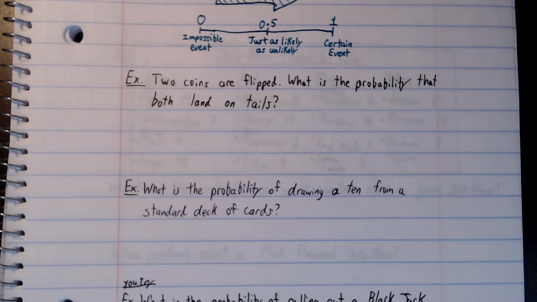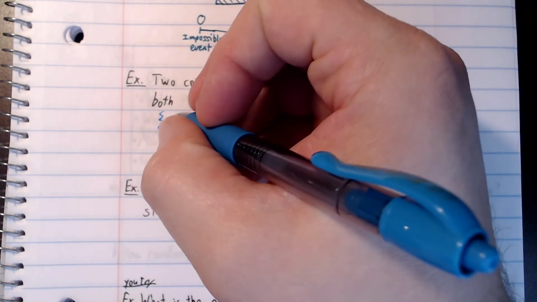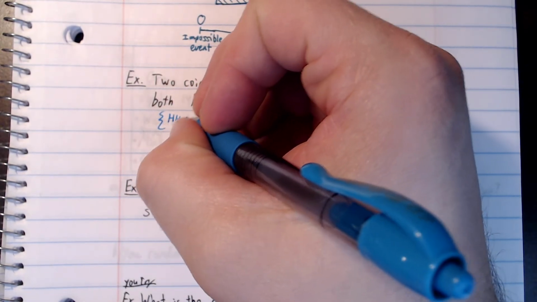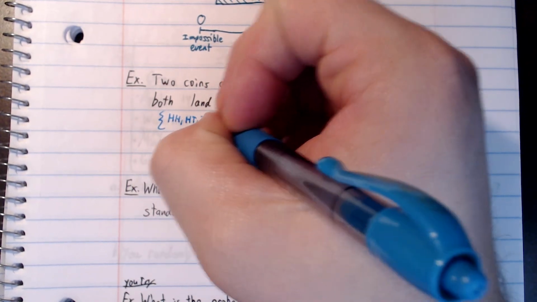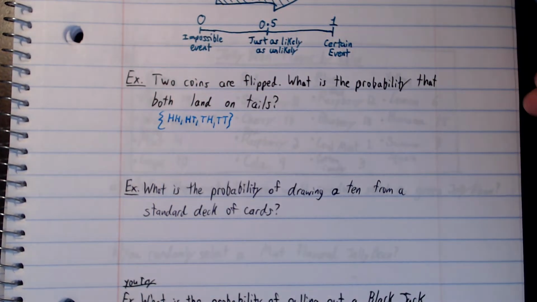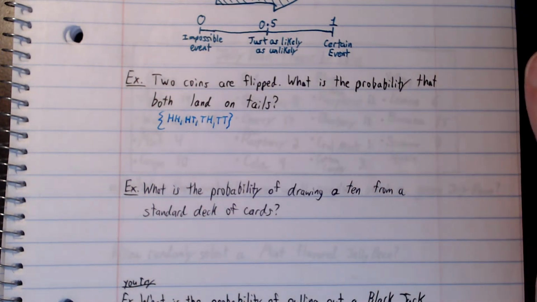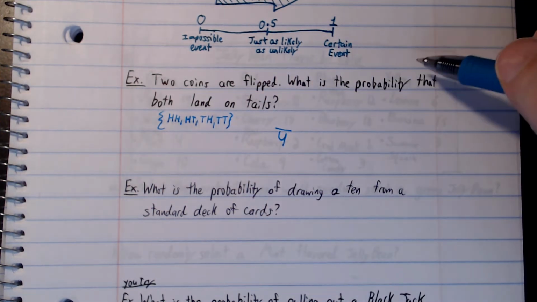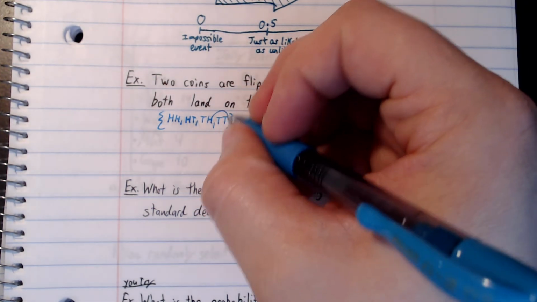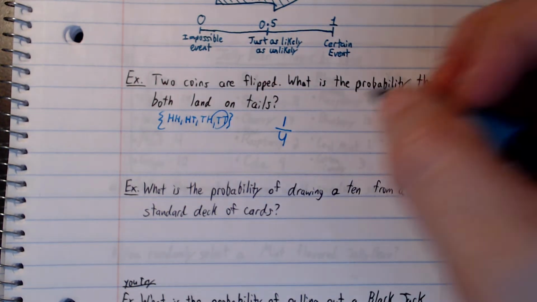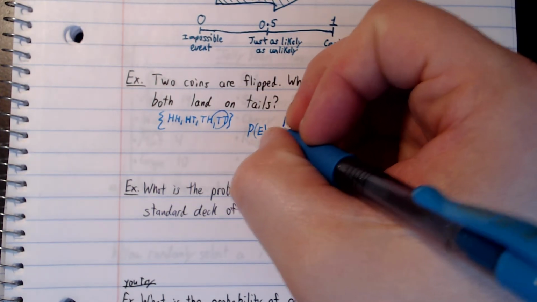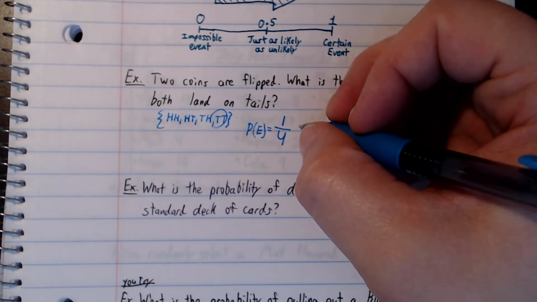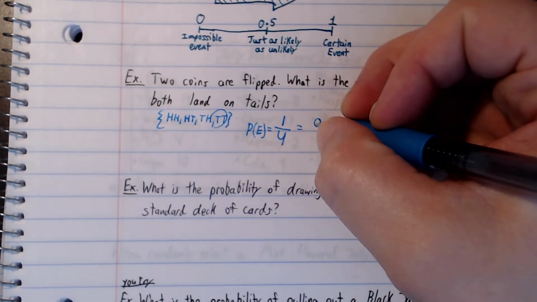Anyways, so 2 coins are flipped. What is the probability that both will land on tails? So we already looked at the total. We said heads, heads, heads, tails, tails, heads, and tails, tails. So there are a total of 4 different outcomes that we could have. That's our sample space. And then we'll know what is the probability that both will land on tails. That only happens once in the sample space. So the probability of this particular event E is 1 over 4, which if you type into a calculator is going to give you 0.25.